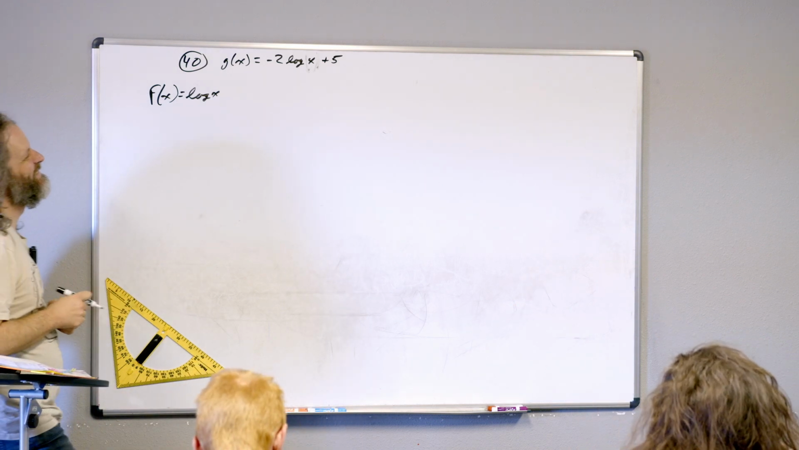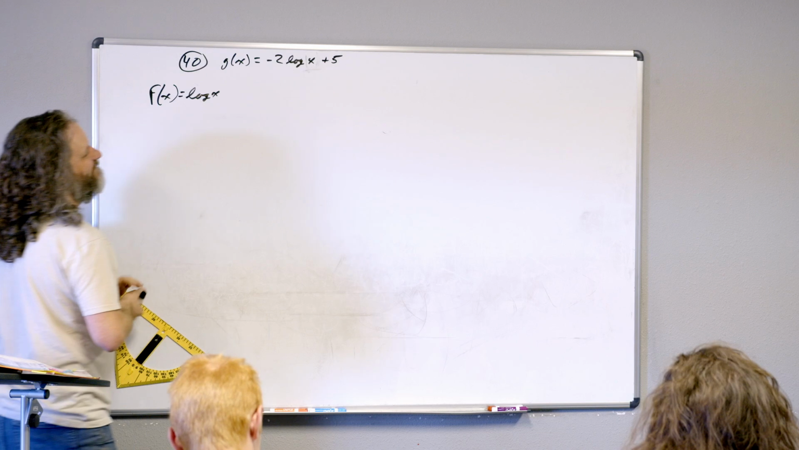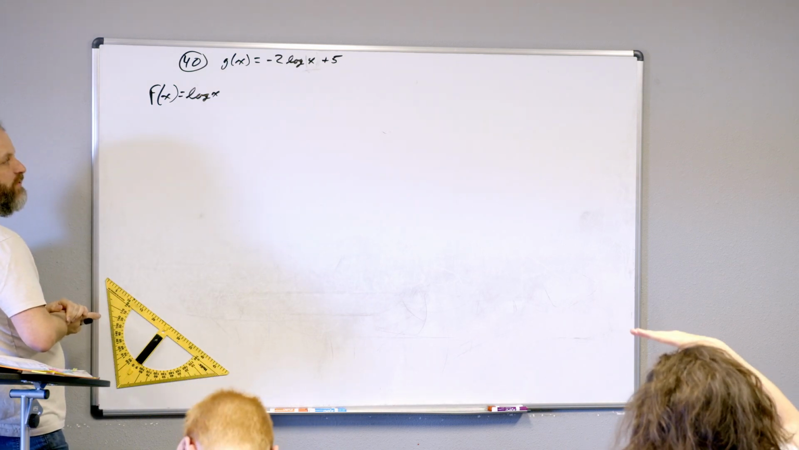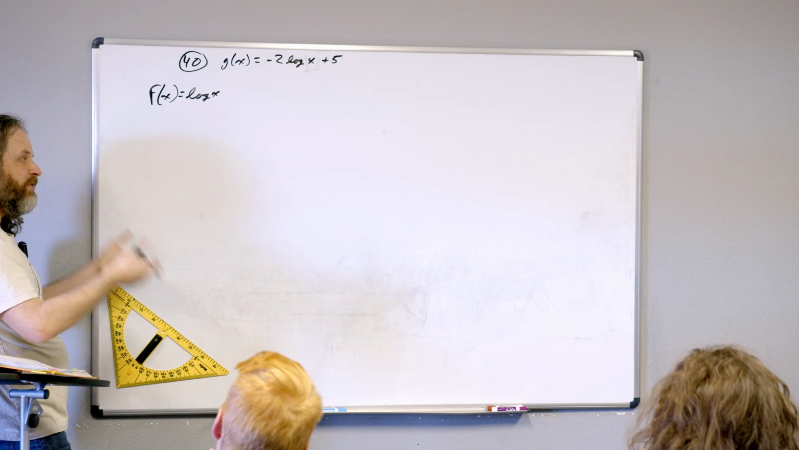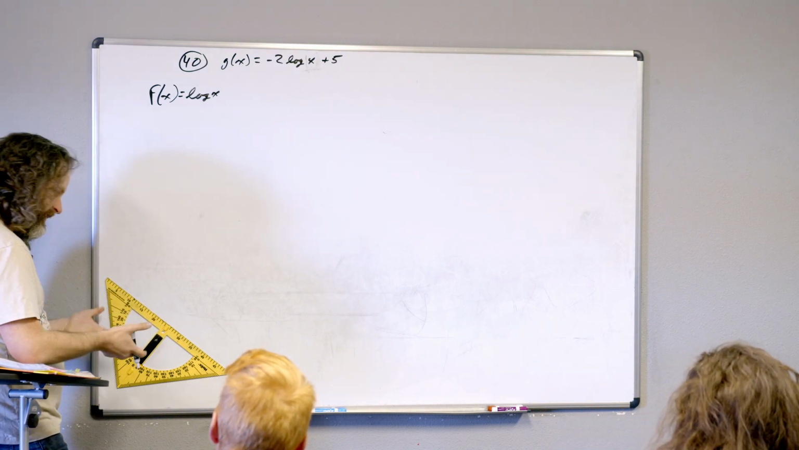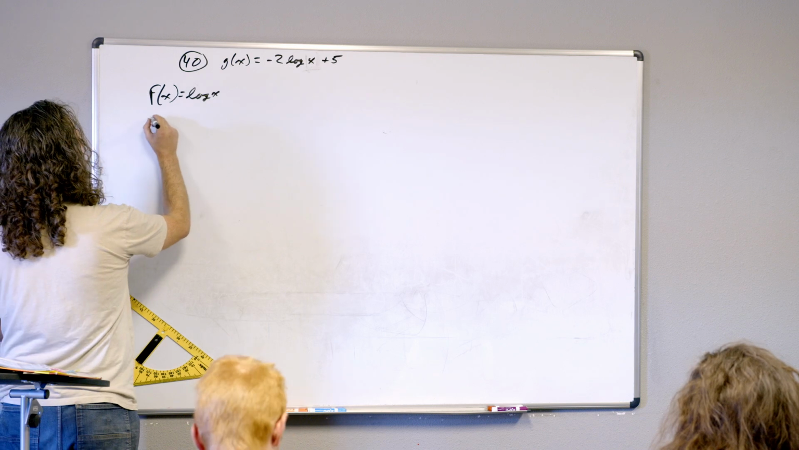So since the plus 5 is outside of parentheses, it's the one that indicates where it goes on the y-axis. So it goes up 5. Don't invert it. It does reflect over where? The x-axis. So let's start writing some of these things down.